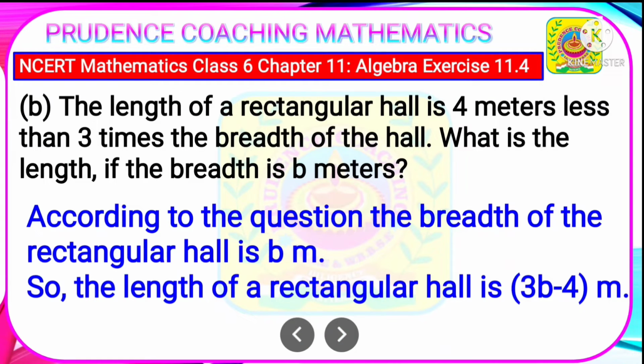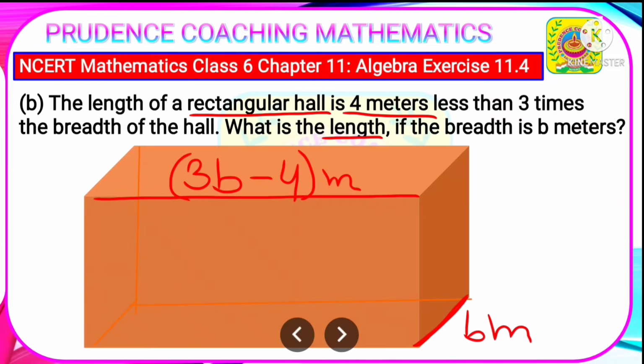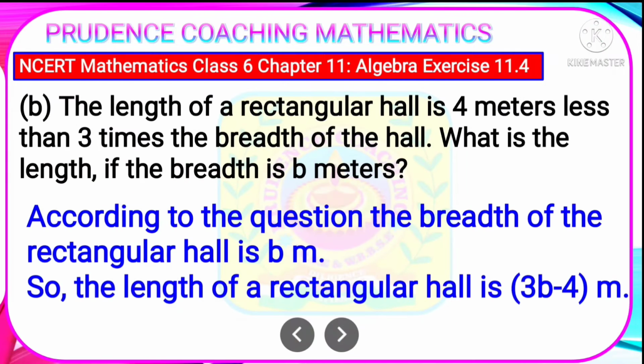We will start writing like this. According to the question, the breadth of the rectangular hall is b meter. So the length of the rectangular hall is 3b, that is 3 times breadth, minus 4 because it is said 4 meters less. Within the bracket, you will give the unit of the length, that is meter, because here breadth is also given in meter. So this is our final answer. My dear students, I will suggest you to draw this particular figure also along with the answer.